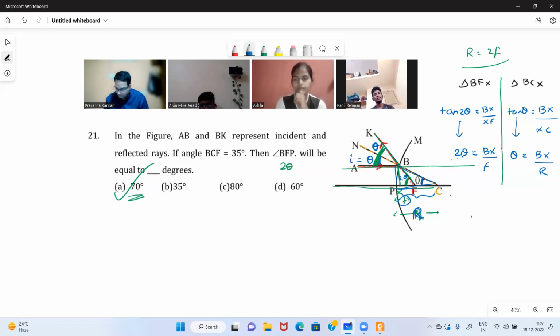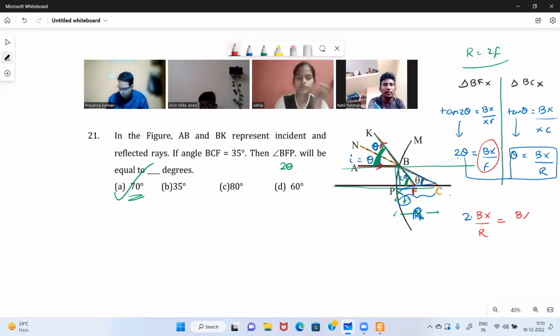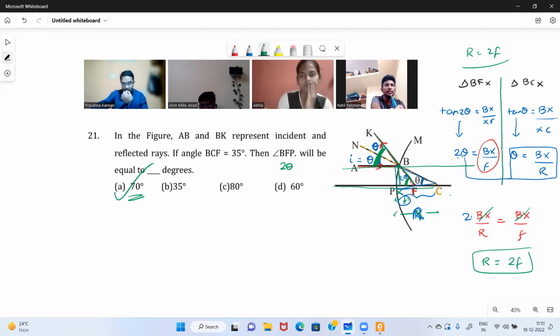Now, in place of theta, what can I substitute? bx by r. And on the right hand side, what is there? bx by f. What will cancel? bx and bx will cancel. Cross multiply, what do you get? 2r is equal to f, or r is equal to 2f. Or f is equal to r by 2.